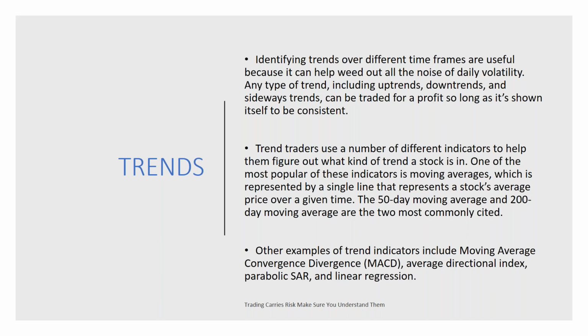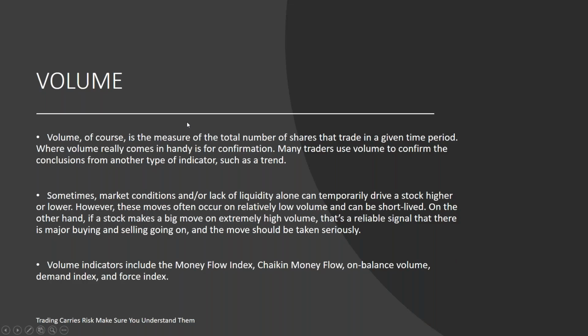Now, other examples of trend indicators include my favorite of all time, moving average convergence and divergence, referred to as MACD, or ADX, average directional index, or linear regression. But the next question is, which do they do? Do they predict the markets, or do they lag behind the markets?